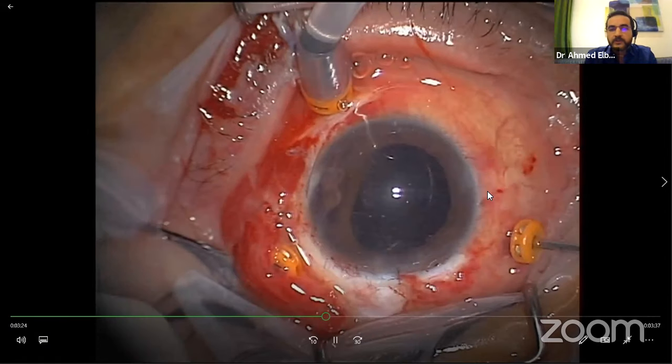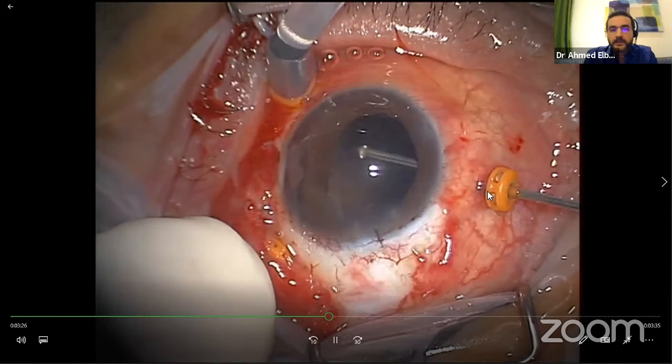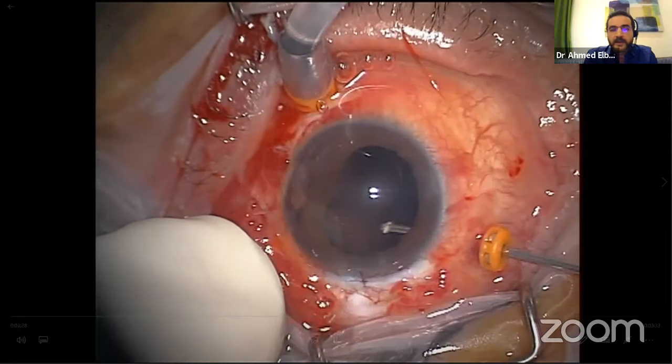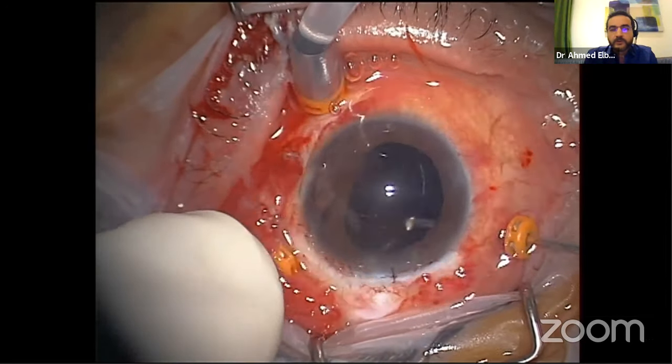So after doing that, we need to do posterior capsulotomy to give a path for the intraocular foreign body to be removed through the anterior chamber. And this is the foreign body inside the eye. You can see it's a big one, and it's irregular in shape. And this is very tricky here. So you hold it inside the eye, and you see how big it is.